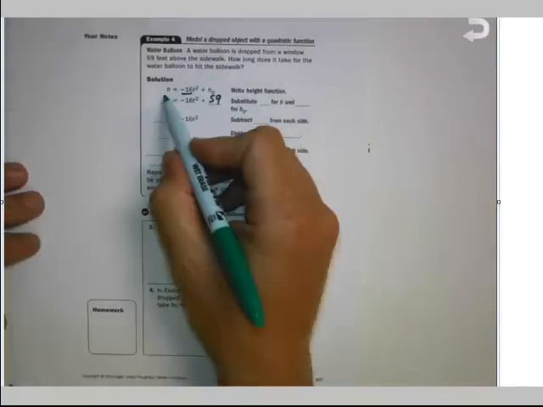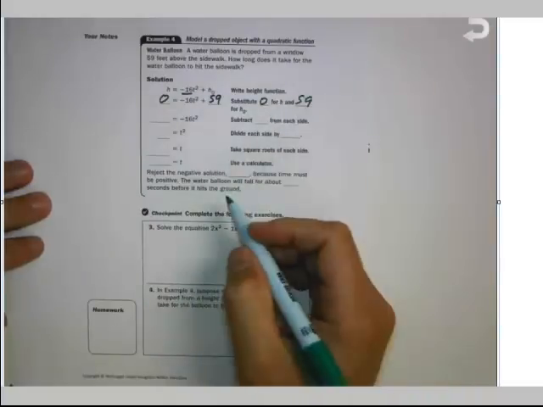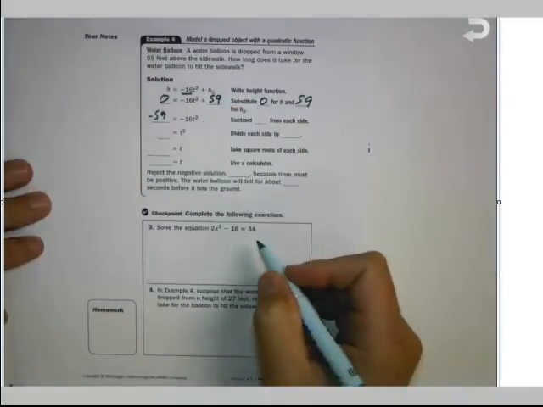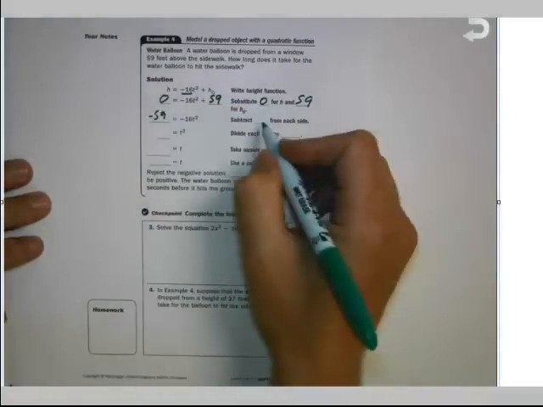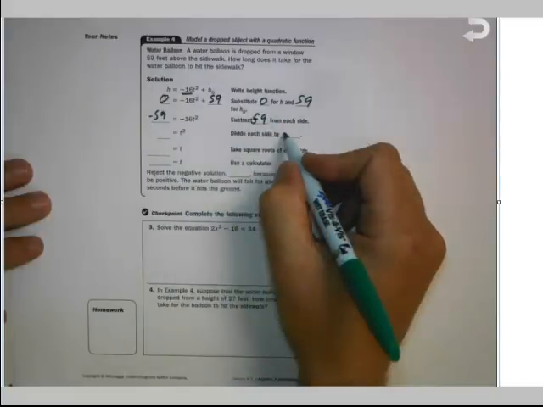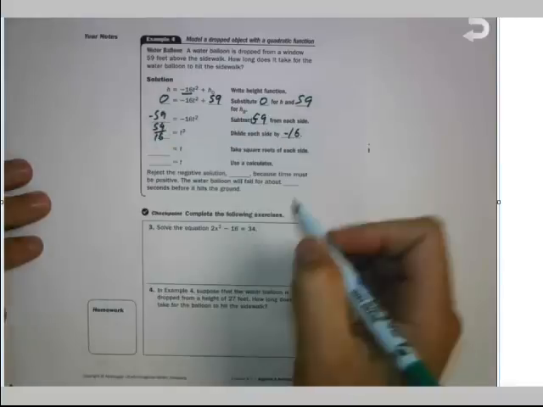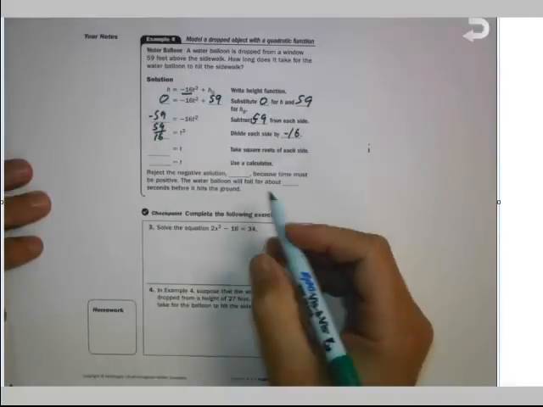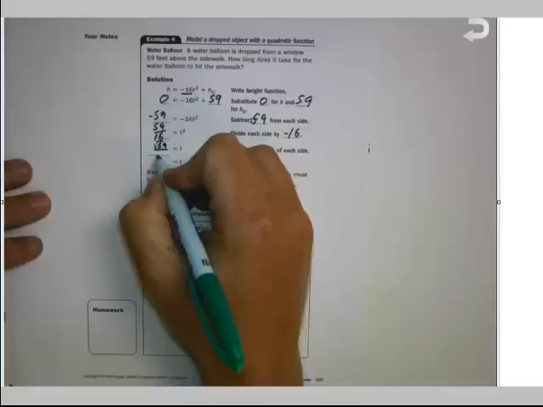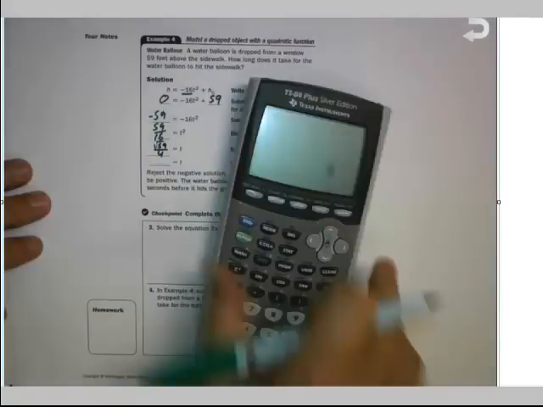I want to know when it's going to hit the ground. Well, the ground's going to be 0, so zero for h and 59 for the initial height. If I subtract 59 from both sides, I get negative 59 over here. Then I divide each side by negative 16, and I get 59/16. Next, I square root it, and I end up with the square root of 59 over the square root of 16, which is just 4. And that ends up being a decimal.